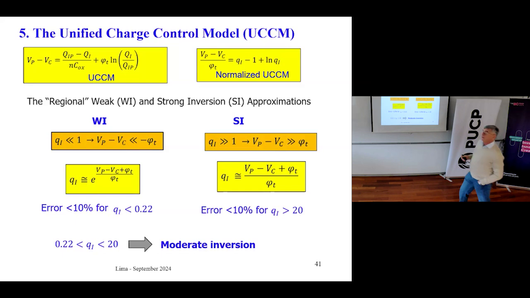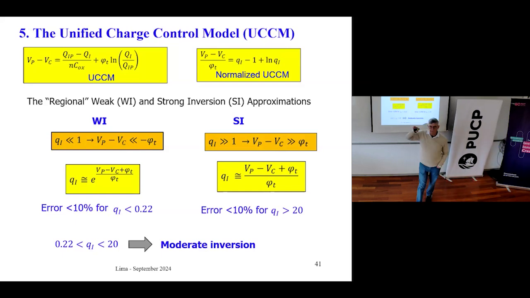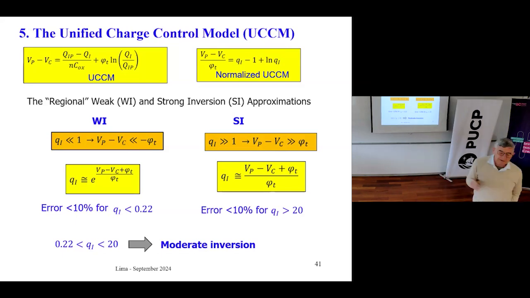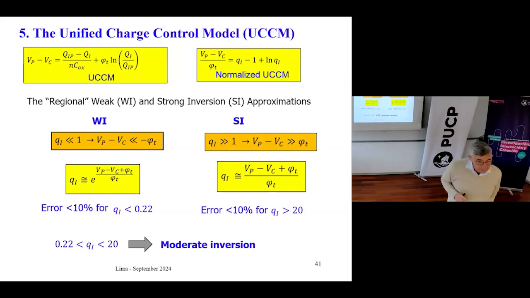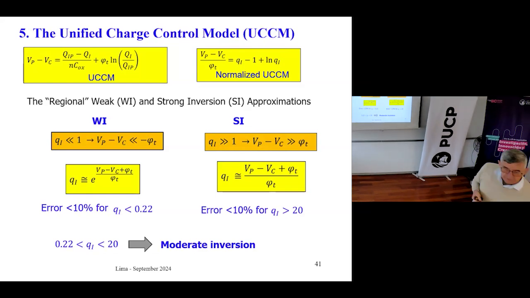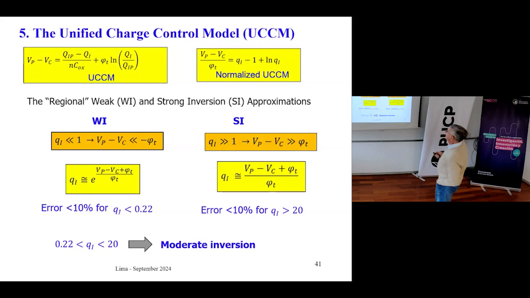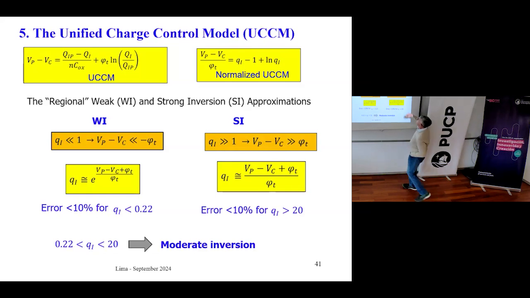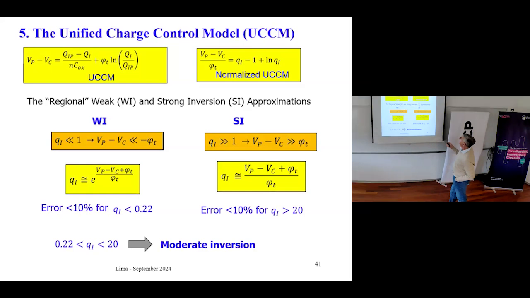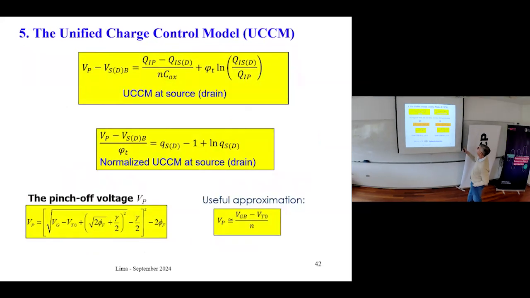But look that V_P is a function of V_GB minus V_T over N, and N is greater than 1. Okay? And you have V_C here. Oh, this is a simple expression. This behavior is similar to the behavior of the bipolar transistor. There's an exponential region. Here's the charge, but you know, in the bipolar transistor, the current is an exponential function of the voltage. Okay? And for strong inversion, the dominant term is the linear term. This one here. Oh, sorry.